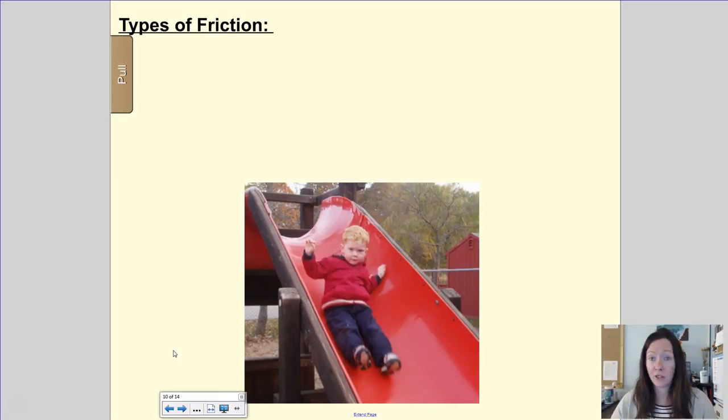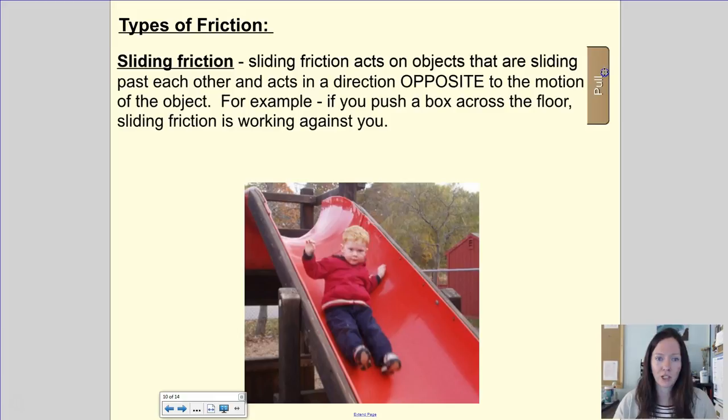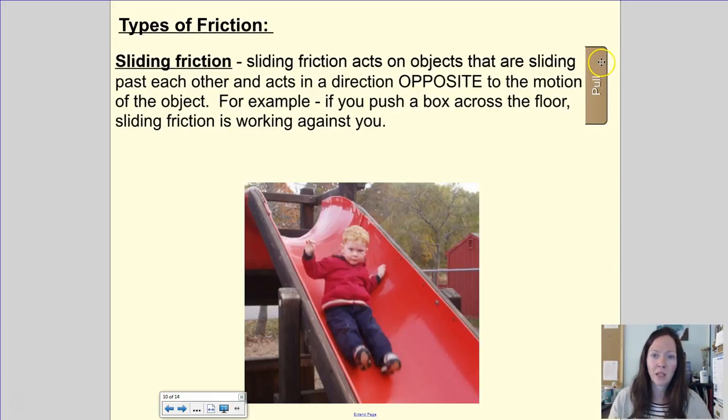There are a couple different types of friction. We're going to go over that. So this one, with the boy sliding down the slide, is an example of sliding friction. Really creative name there. Sliding friction is the force of friction that acts between two objects that are sliding past each other. Ice skates on ice, someone on a slide. Sliding past each other is sliding friction.